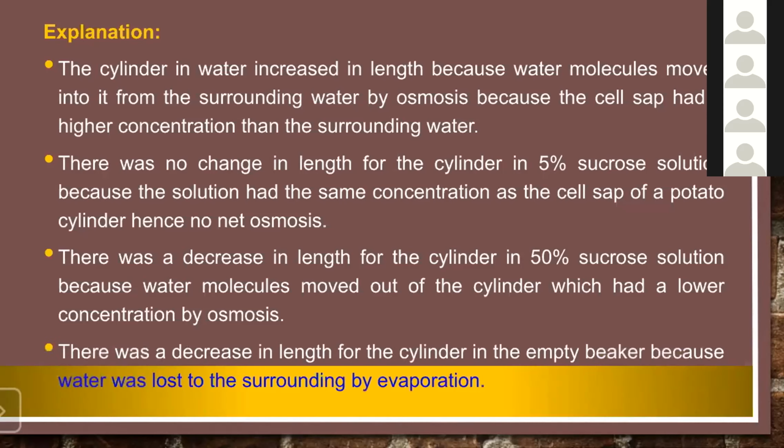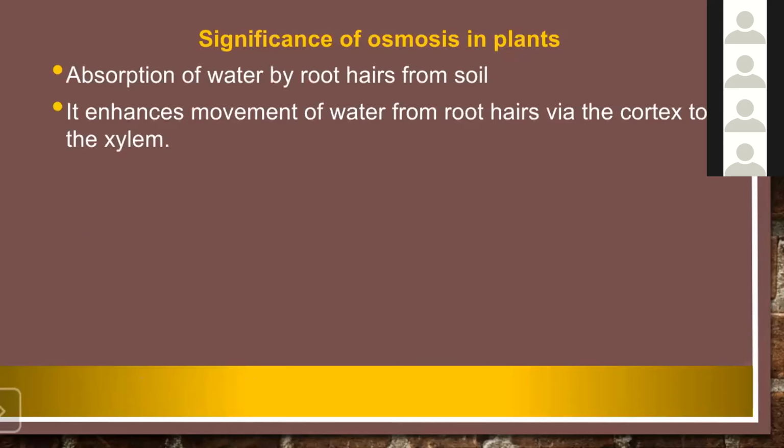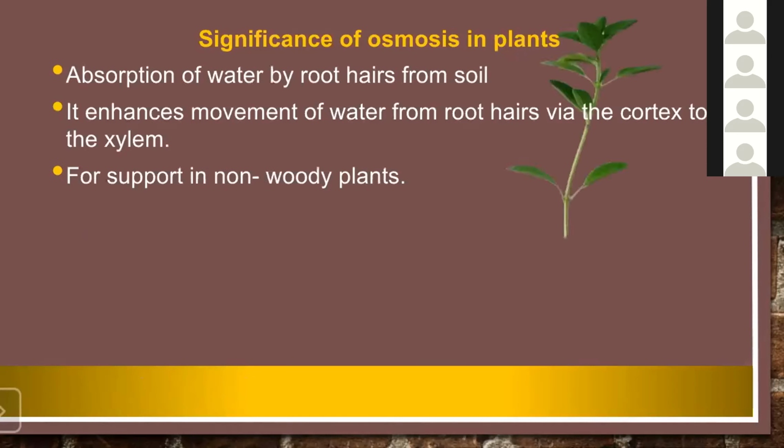The last part, you can read that. There was a decrease in length for the cylinder in the empty beaker by evaporation. Okay, so there was loss of water by evaporation. The last part of it is the significance or importance of osmosis in plants. I'll ask one of you to read them for us. Those are straightforward.